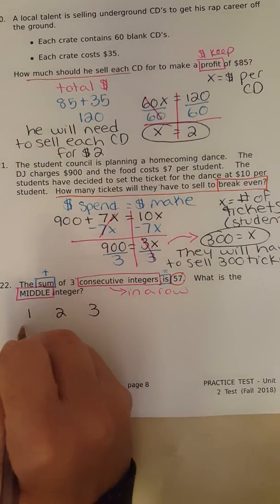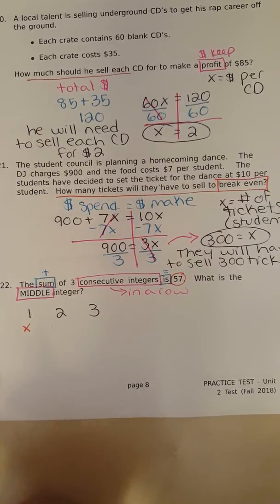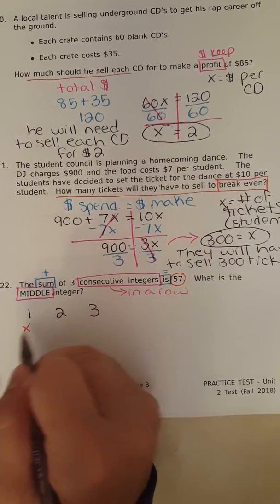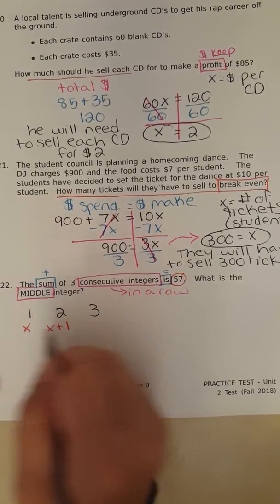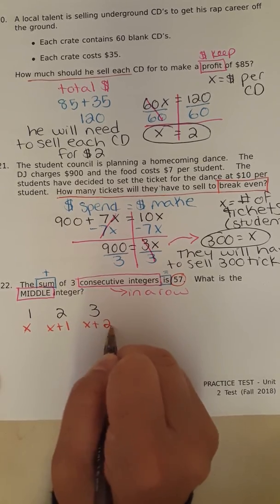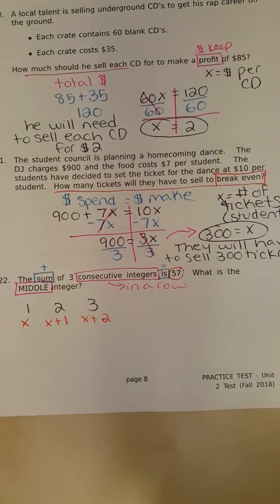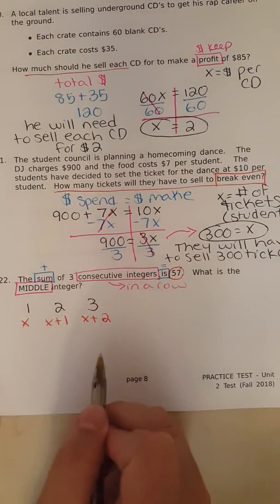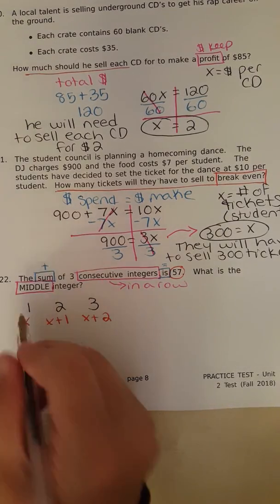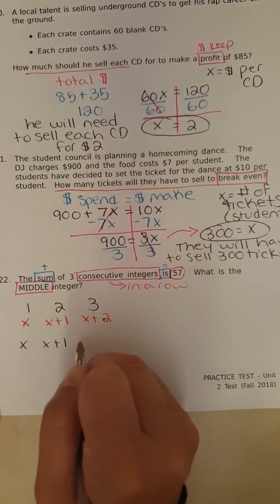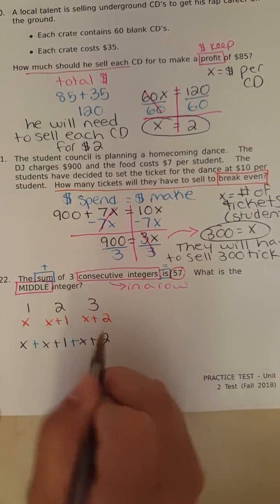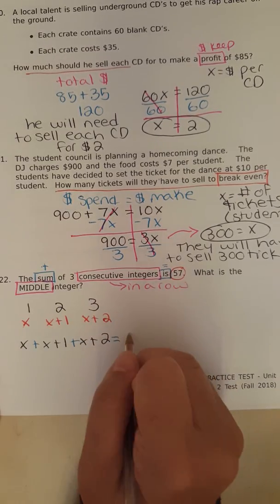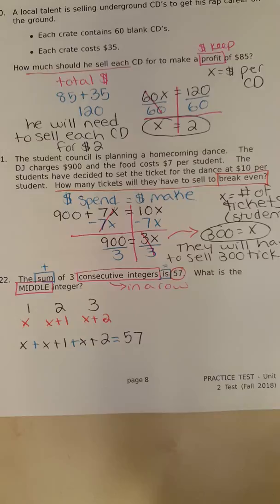So if our first number is x, then in order to get from 1 to 2, or x to the next one, we have to add 1. In order to get from 1 to 3, we're going to have to add 2. So those are our variables that we're going to use for setting up this problem. Now it does tell us that the sum of these is 57. So we're going to take x, x plus 1, and x plus 2, and we're going to add those all together. The sum is 57. So this gives us an equation to solve here.